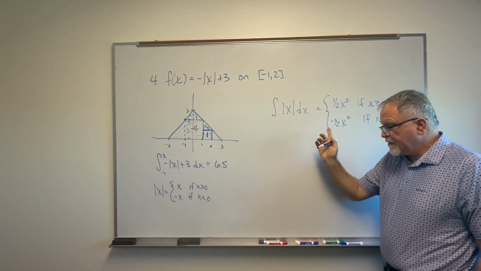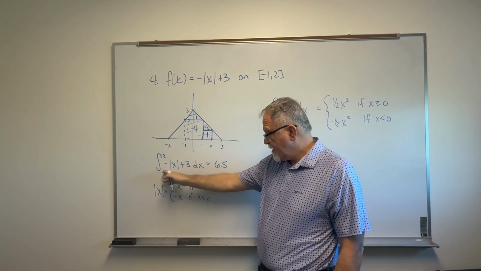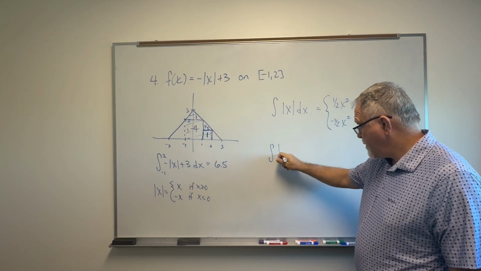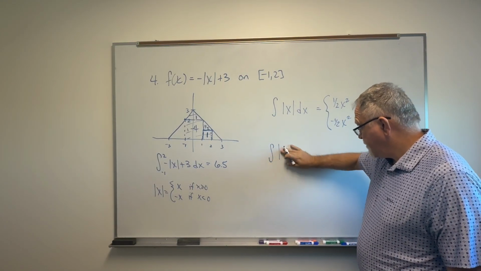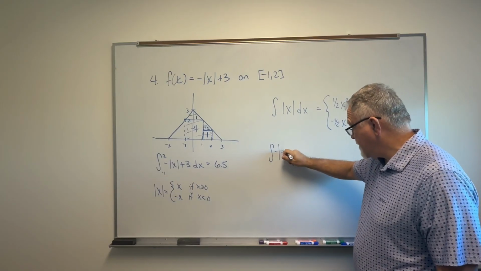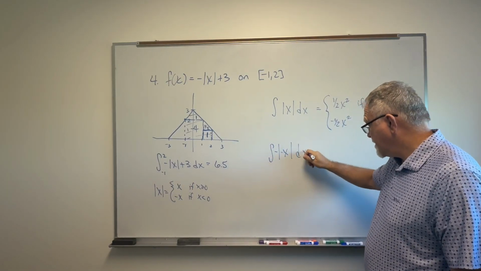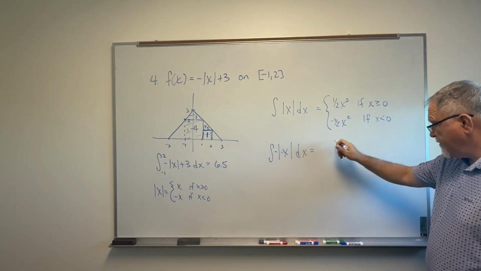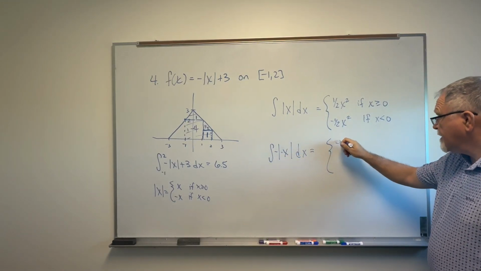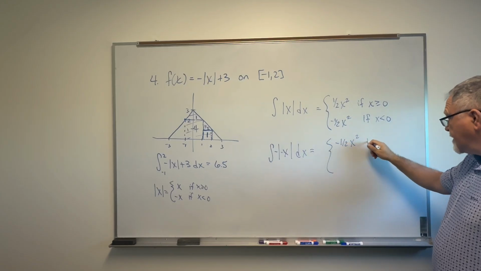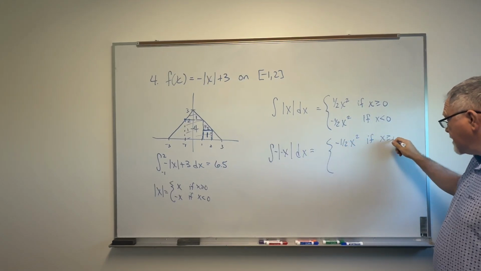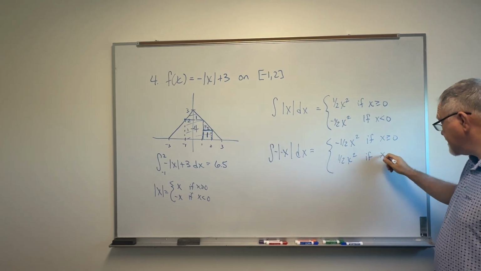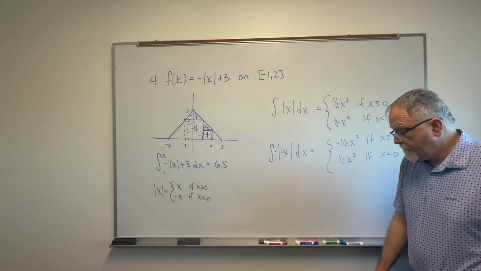But I don't have the absolute value of x. I've got this other stuff going on. So what would be the antiderivative of negative absolute value of x dx? Well, it's going to be just the same, except I'm going to multiply everything by a negative number. So it's just going to look like this. -1/2 x squared if x is greater than or equal to 0, and 1/2 x squared if x is less than 0. Okay, that wasn't too hard.